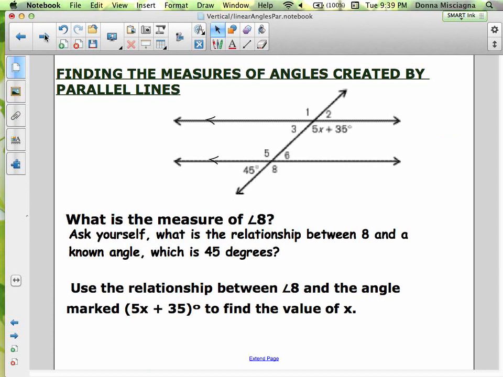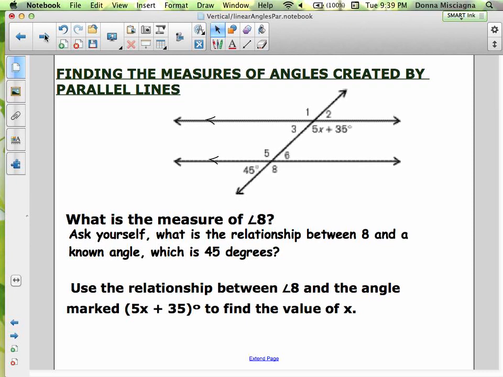All right, so we can find the measures of angles created by parallel lines because we know certain angles have to be congruent. And this is in your notes. We want to find the measure of angle 8. Actually, we are going to use a linear pair. We're going to use it to find the measure of angle 8, because then we're going to use it to find the 5x plus 35.